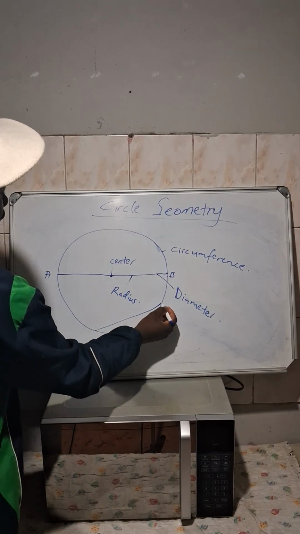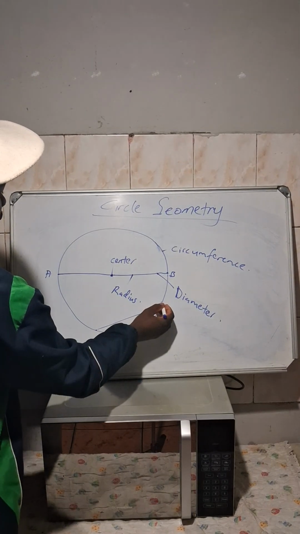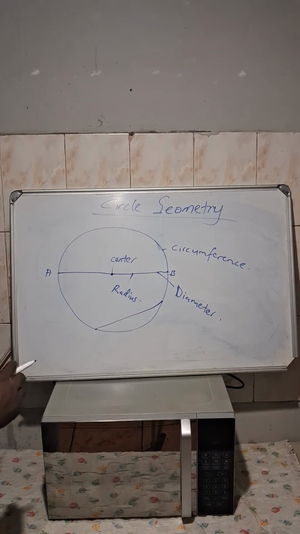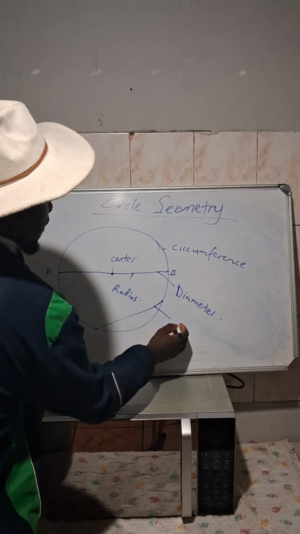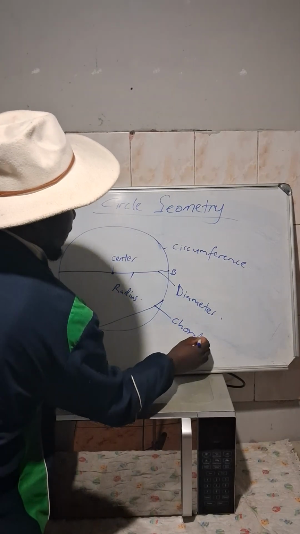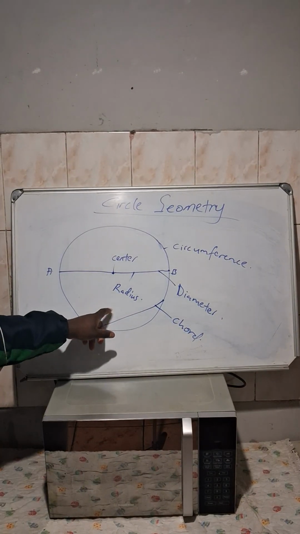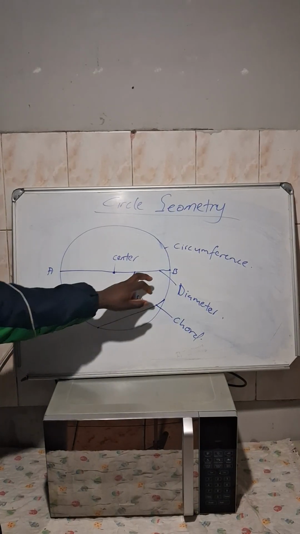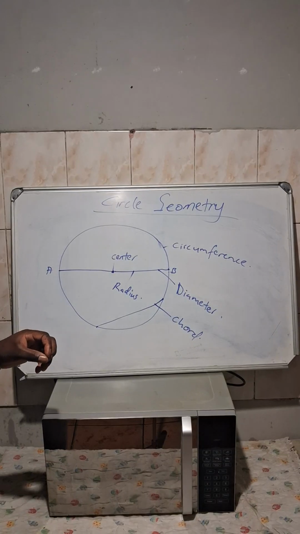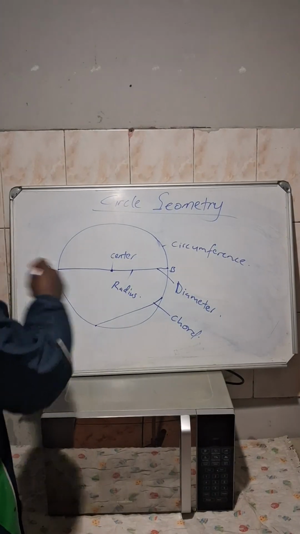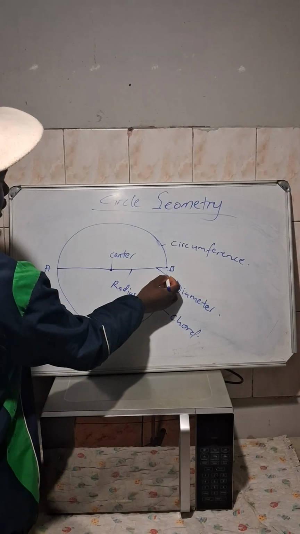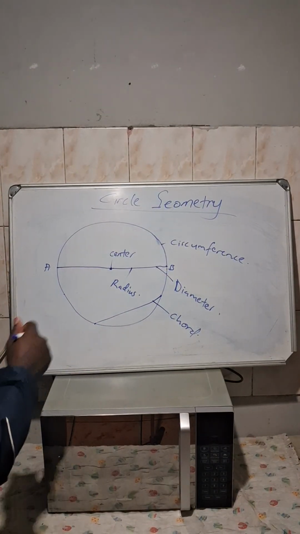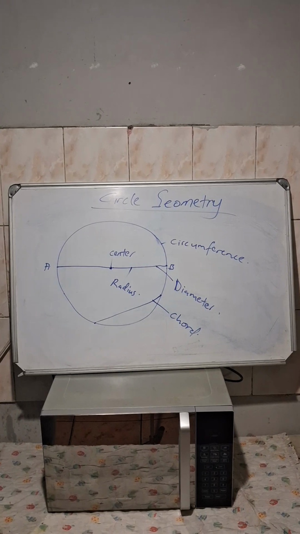So we have another line from this point of the circumference to this point of the circumference. This line does not pass through the center, so we call it a chord. So this line we know is a chord. It touches both sides of the circumference of the circle, and does not pass through the center. So it can be from this point to this point, as long as it's not passing through the center, we call it a chord, right?